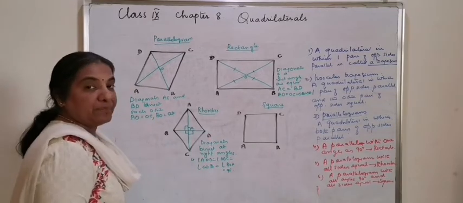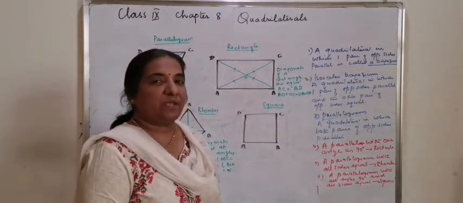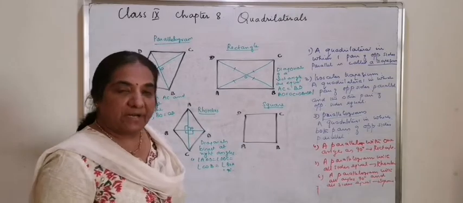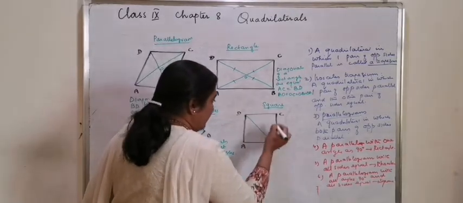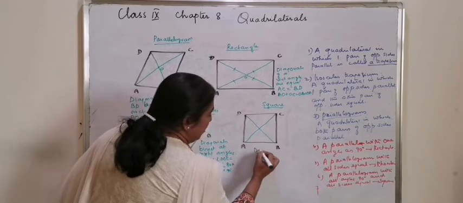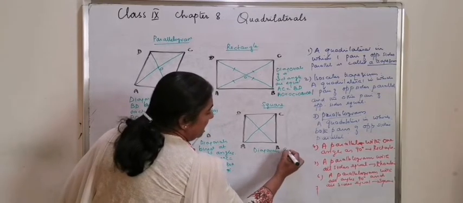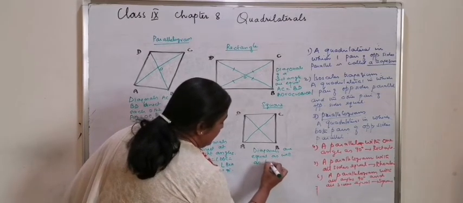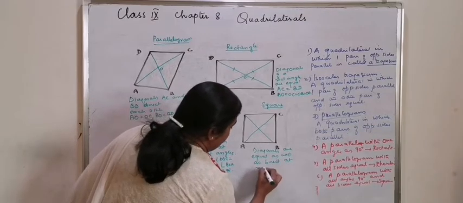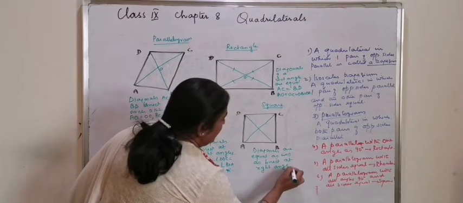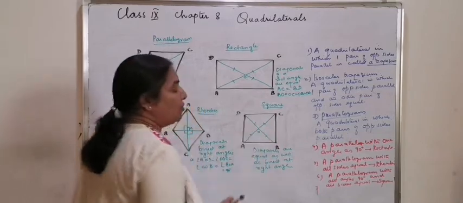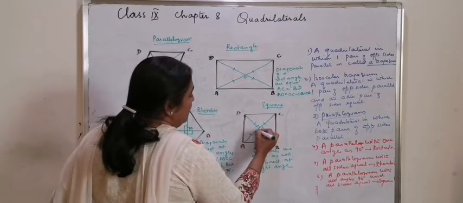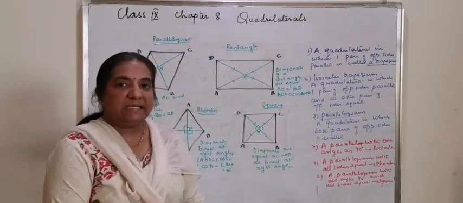And the property of the diagonals of a square is that the diagonals are equal and also bisect at right angles. It shows that in a square, the diagonals are equal as well as bisect at right angles. The lengths of AO, OC, BO and OD are all equal. At the same time, the angles always take 90 degree.